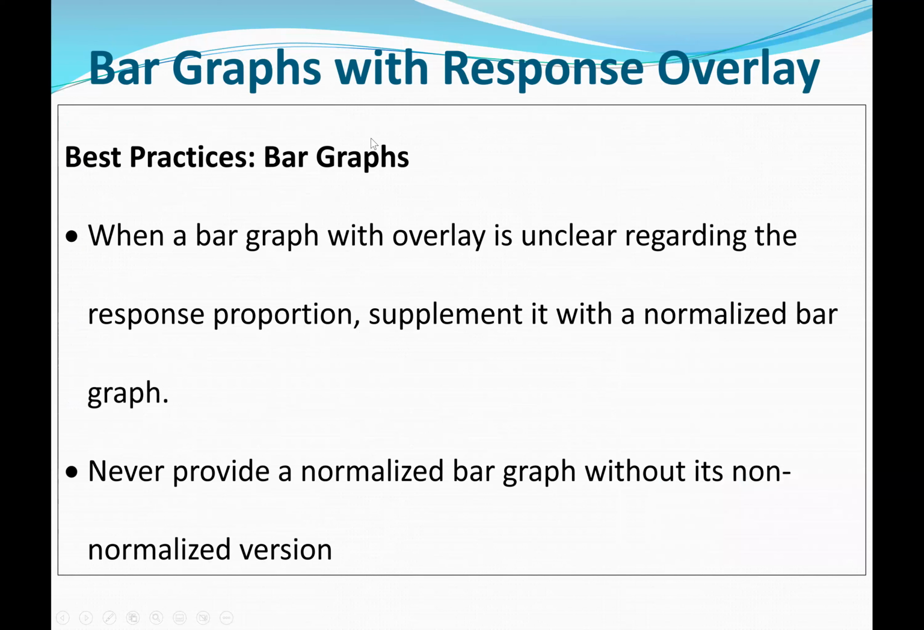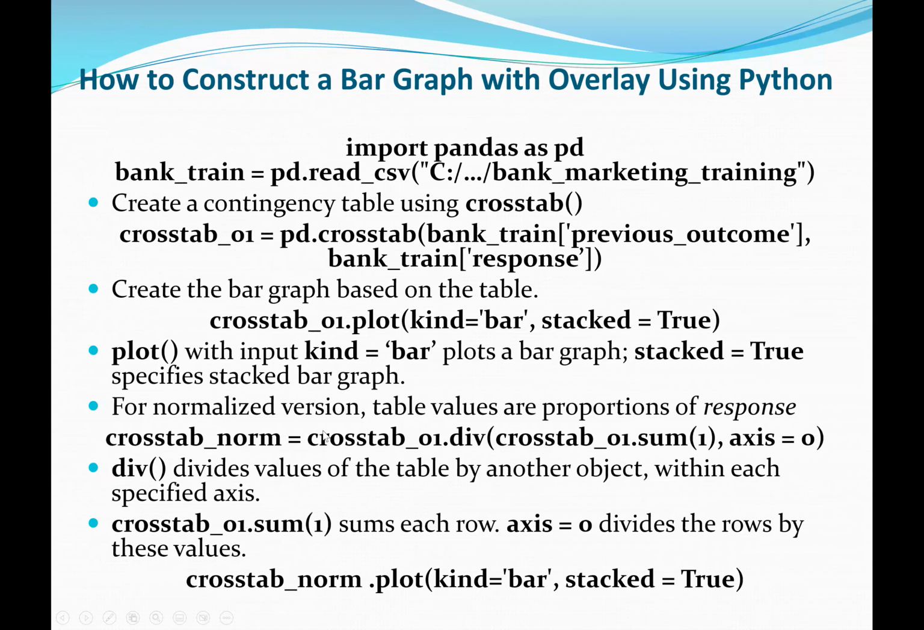So what is the best practice for bar graph? We said that when a bar graph with overlay is unclear regarding the response proportion, then we can supplement it with a normalized bar graph. But never provide a normalized bar graph without its non-normalized version. So we should have the non-normalized version first. Now, first, how do we construct a bar graph with overlay using Python?